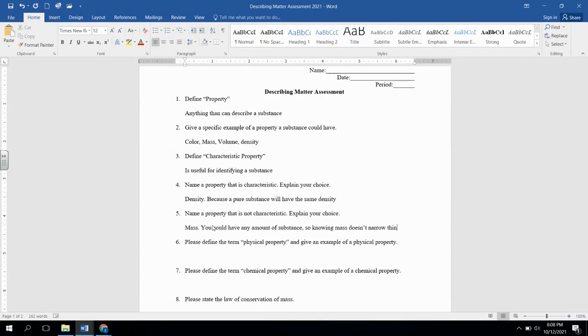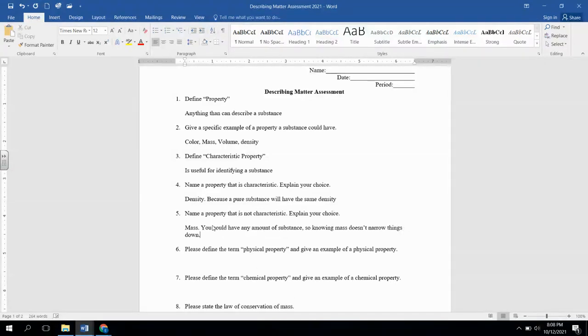Define physical property. So a physical property is a property that can be measured without doing a chemical reaction. Most of the properties that you're familiar with are actually physical properties. So mass, volume, density, those are all examples. So let's just put mass down as a property. But if you want to put volume or density or color, those are all good options too.